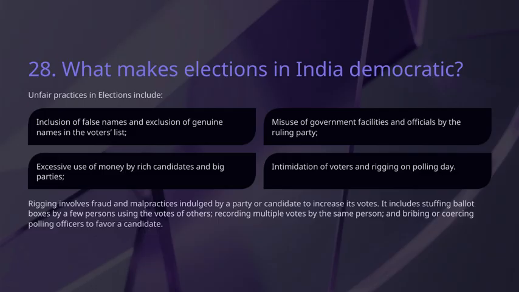We also need to be aware of how the ruling party can misuse government facilities and officials to sway the election process. Moreover, voters can be intimidated on polling day, which discourages free and fair voting. These practices are significant because they threaten the integrity of our democratic system. Recognizing and addressing these unfair practices helps us understand the importance of fair elections and the need to safeguard the democratic process in India.